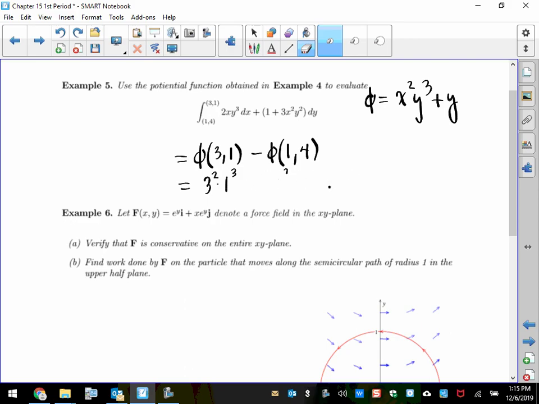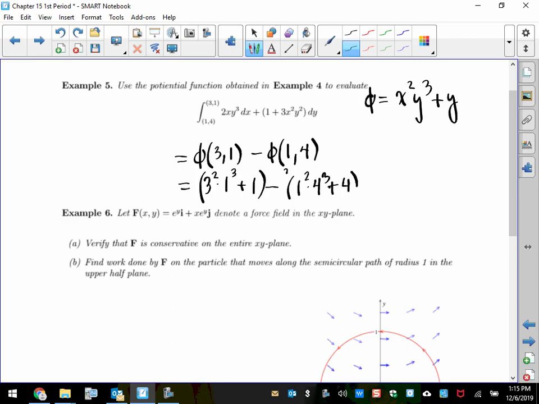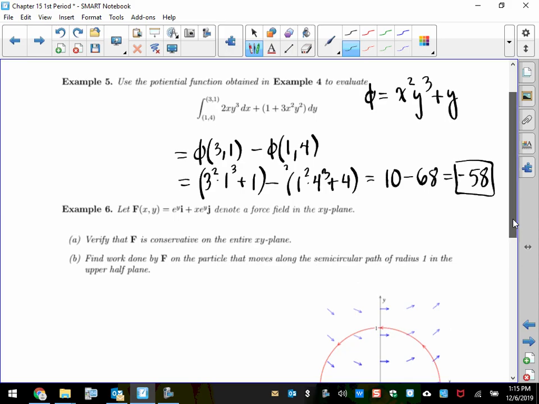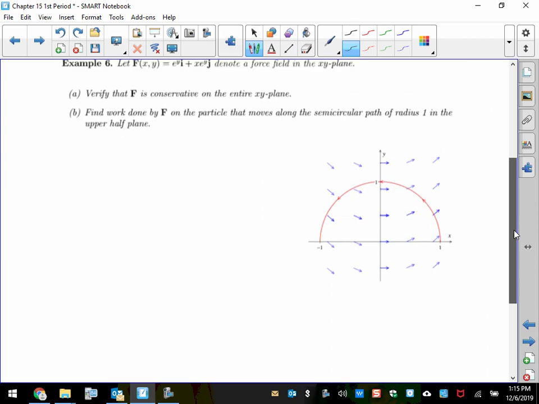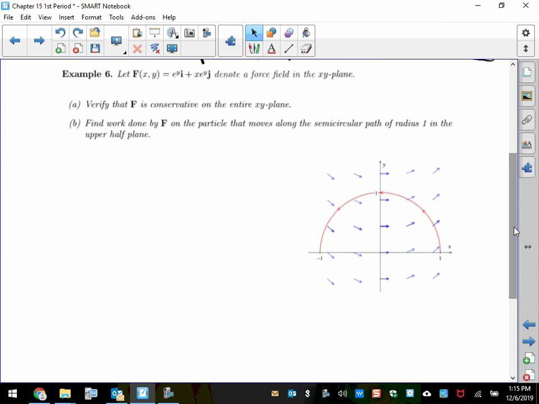So I want phi at the upper bound, and I forgot the y value, plus 1, minus phi at the lower bound, which is 1 squared times 4 cubed plus 4. There we go. I knew I was making a mistake. So that's 10 minus 64, 68. So that's negative 58. There we go. So that's the evaluation. Okay, I've got to pause the video, but I'll start back here in a minute.